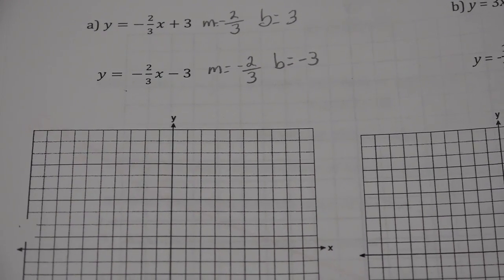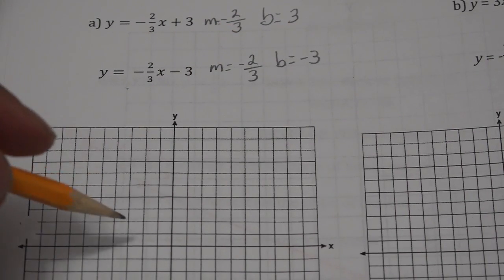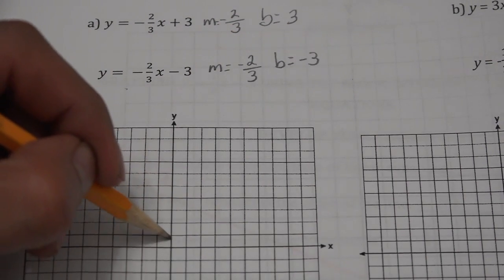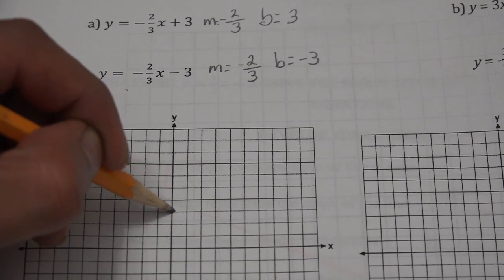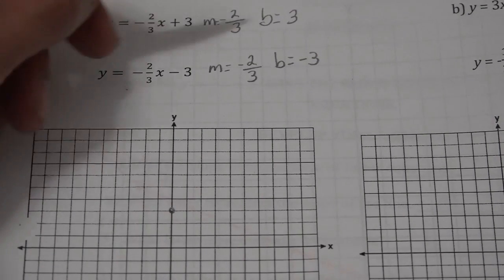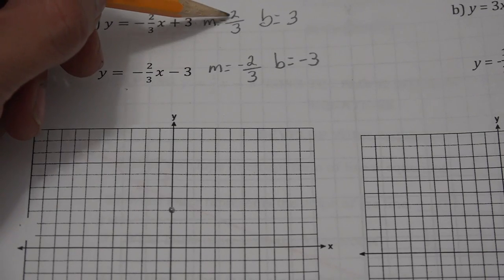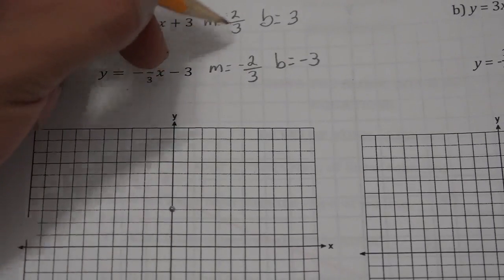Okay, so the first one, the y-intercept is 3, so I'm going to start at (0, 3). So 1, 2, 3. Okay, so this is my y-intercept, (0, 3), and now I'm going to follow the slope. The slope is -2/3, meaning that I'm going to go 2 down and 3 to the right.